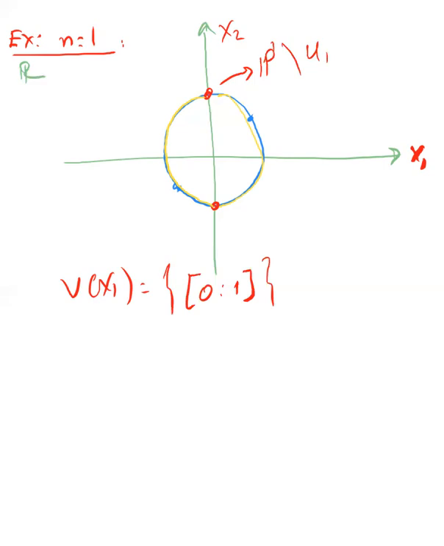And V(x2) is just a single point where x2 is 0. There's only one such point. This is [1, 0]. So this is V(x2) in this case. This is V(x1).